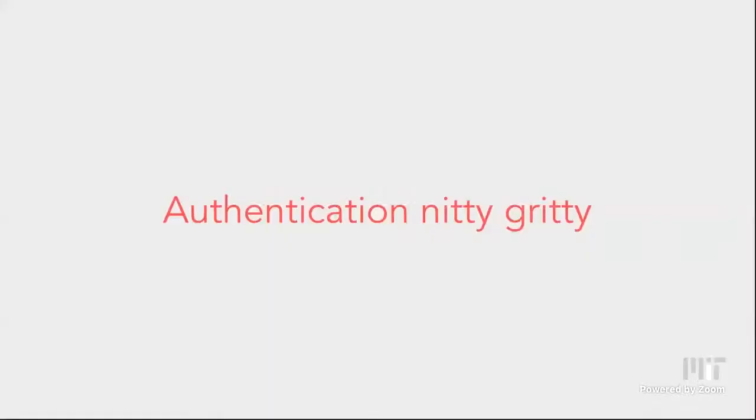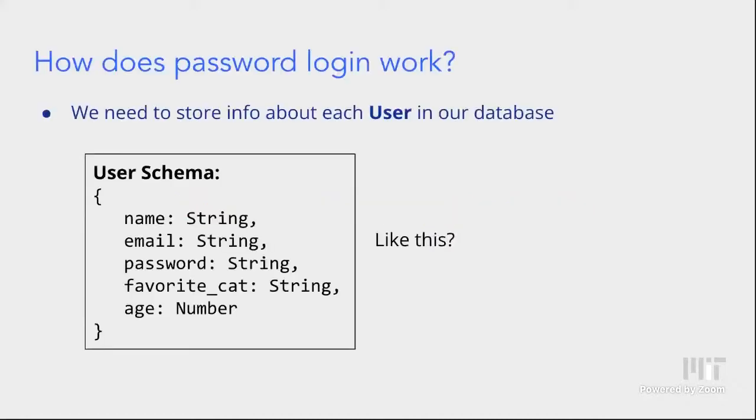Okay, so let's talk about some nitty-gritty details behind authentication. Specifically, let's say we wanted to use a user password combination to log into a website. Maybe what we could do after learning about databases last week is have the user schema store the user's name as well as their password, right? So let's say my password is weblab is cool. Then my user schema would be name Daniel, email danson@mit.edu, password weblab is cool, etc.